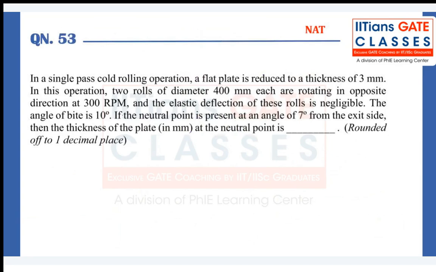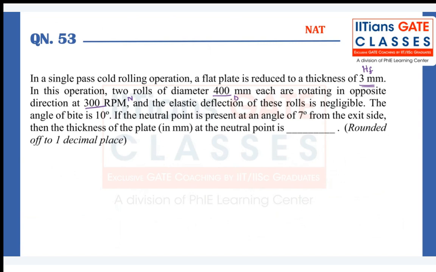So in a single pass cold rolling operation, a flat plate is reduced to a thickness of 3 mm. So HF is given. Final height of the component HF is 3 mm. In this operation, two rollers, the diameter of the roller is also given, that is D is 400 mm, each rotating in opposite direction at a speed. Rolling speed is also given. Yes, guys. Now here, what I'm trying to tell you. Now these rollers.